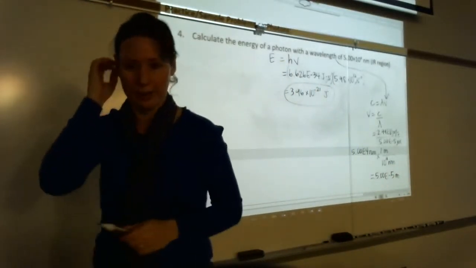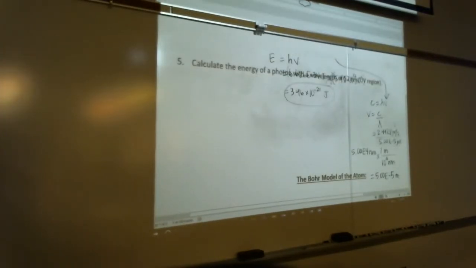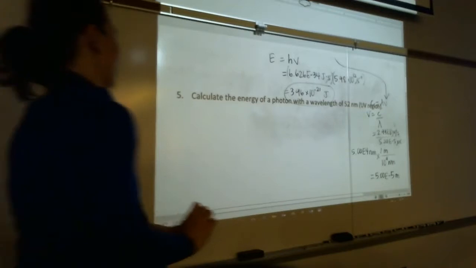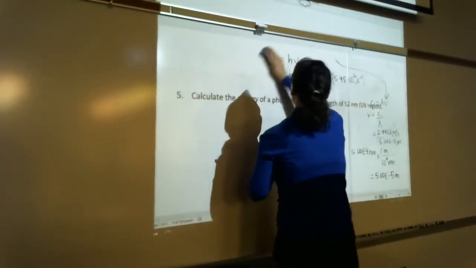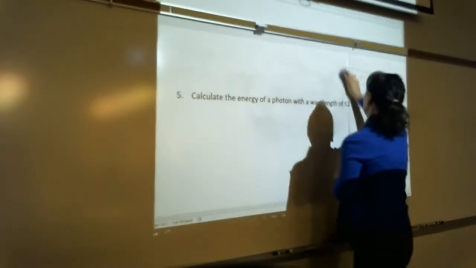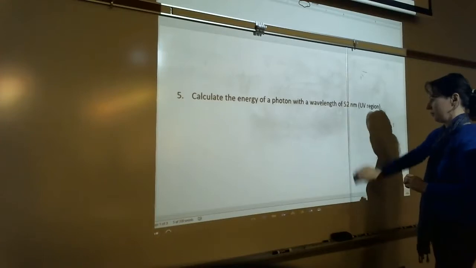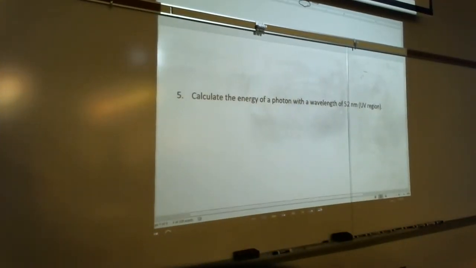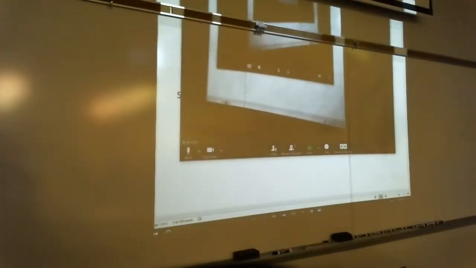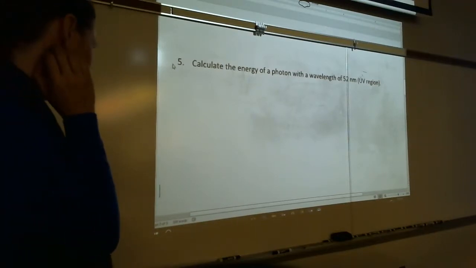So why don't you try the next problem? I'll pause the recording. Calculate the energy of a photon with a wavelength of 52 nanometers. And that's coming from the UV region of the electromagnetic spectrum. Pause the video and let you try that. All right, calculate the energy of a photon with wavelength of 52 nanometers.